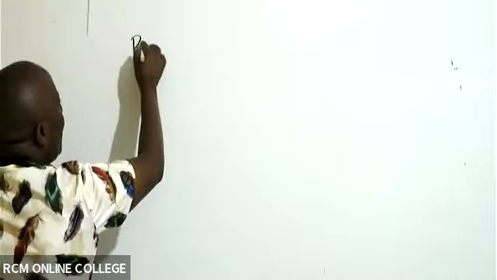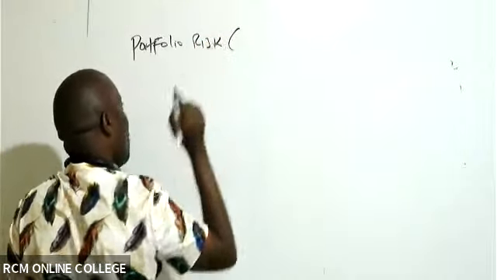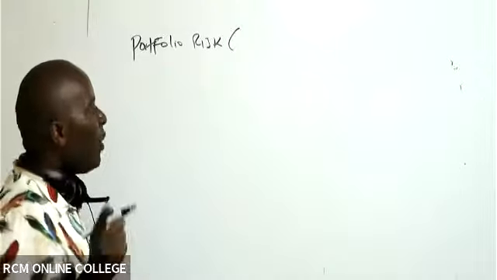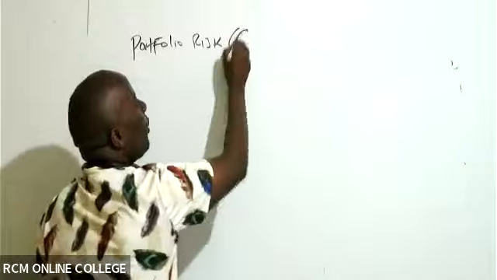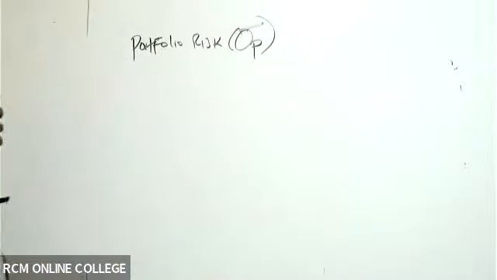And then, ladies and gentlemen, you can see here they want us to do something very, very important. Look at Roman 3. What do they want us to give them? They want us to give them the portfolio risk. So risk is normally measured using standard deviation. Whenever you hear the examiner talking of portfolio risk, they want you to give them the standard deviation of the portfolio.